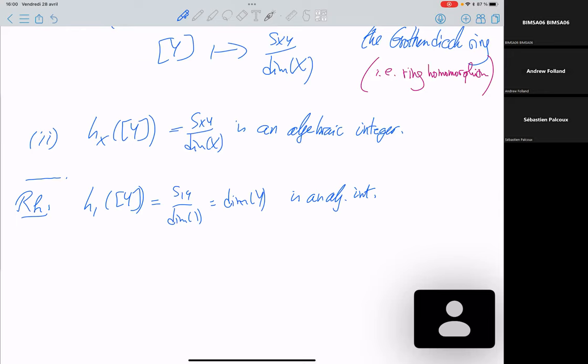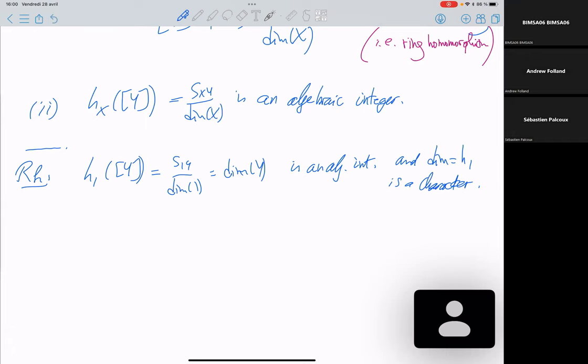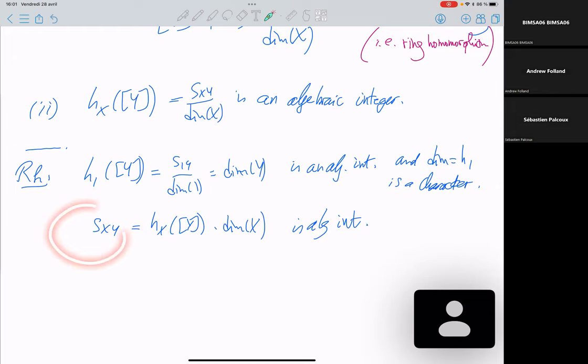And so dim is a character. So dim is H_1 here. Dim equal H_1 is a character. Moreover, S_XY equals H_X of the class of Y times dim X, which is an algebraic integer, the product of two algebraic integers. So we have that the entries of the S matrix are algebraic integers. Okay.